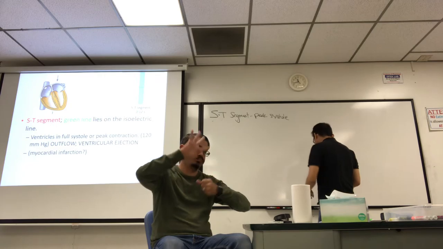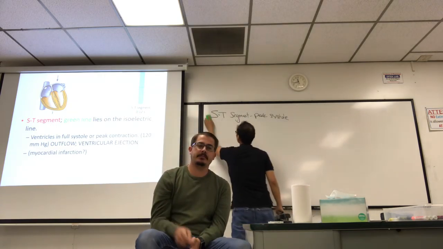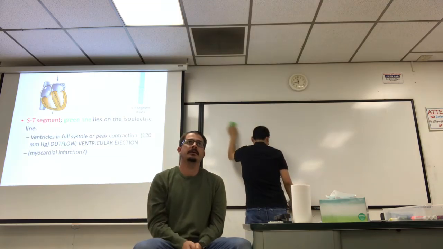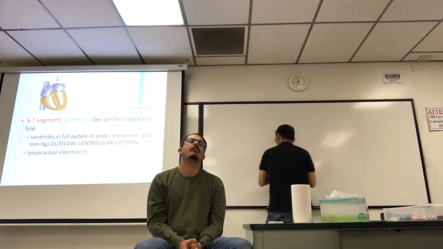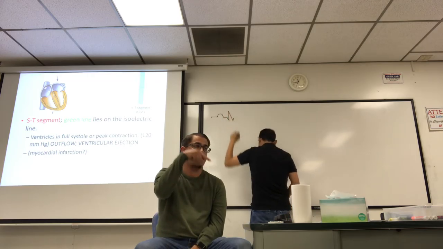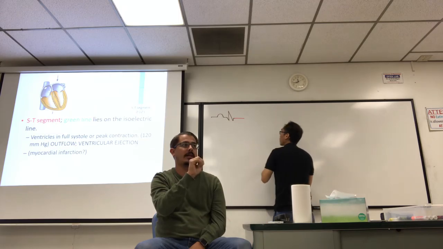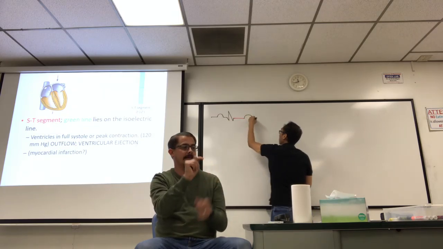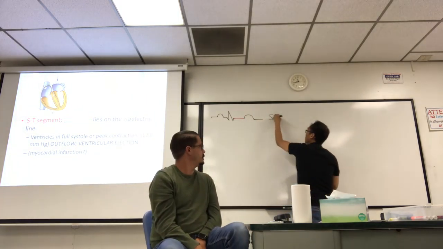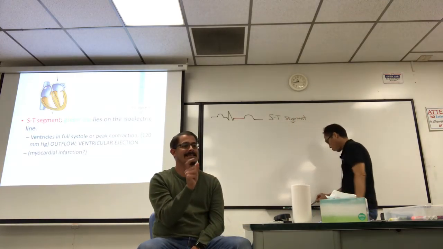Oh, let me draw it like I have been. Sorry, I forgot to do that. So it goes P, Q, R, and then when you get back to the isoelectric line, the ST segment is right there. Then it goes T. Okay. S, T, C. There we go.